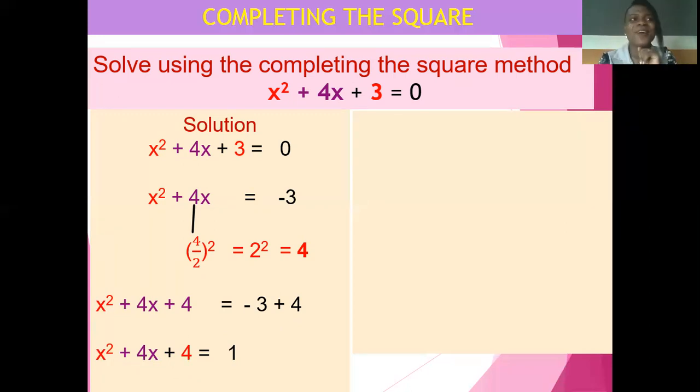Do you see the logic? We want the left-hand side to be a perfect square so that we don't have to stress ourselves to do anything. All we have to do is use that formula. So in this case now, x squared plus 4x plus 4 is a perfect square.